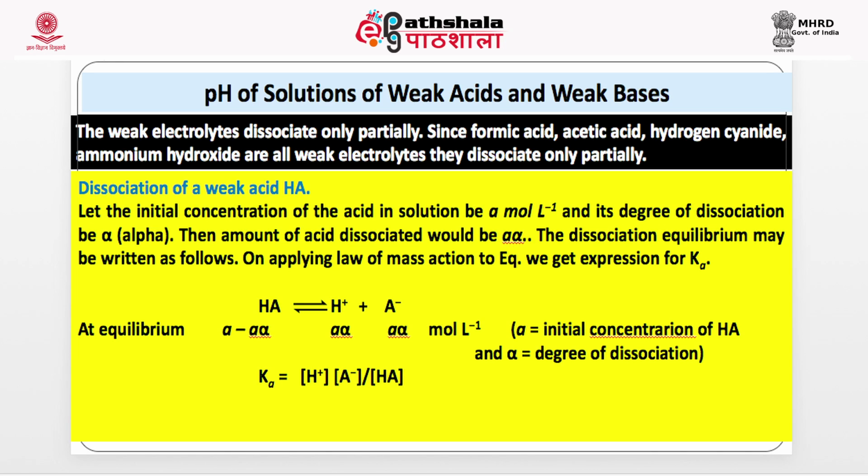So, if you started with initial concentration A, then at equilibrium it will be A minus A alpha. This will be A alpha, and this will also be A alpha. At equilibrium, the equilibrium constant K equals this into this upon this, writing their concentrations. Remember, like pH, we can also write pKa. pK means negative log of the dissociation constant. Likewise, in case of bases, we can write pKb, that is minus log of the dissociation constant of a base.